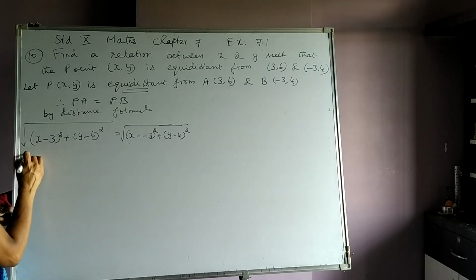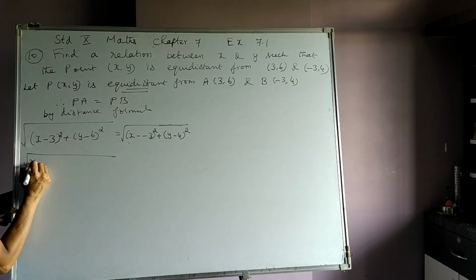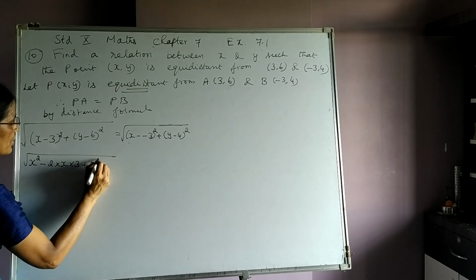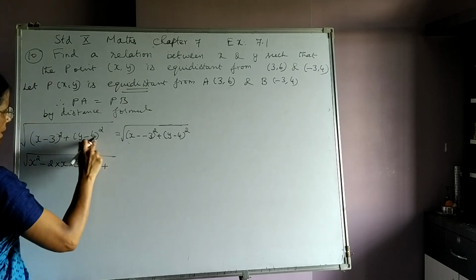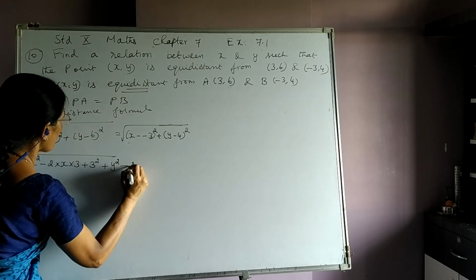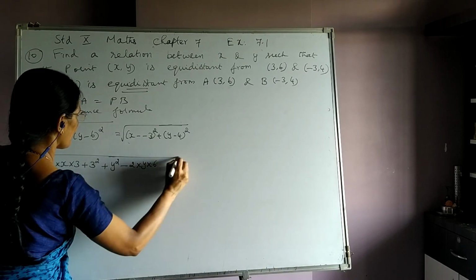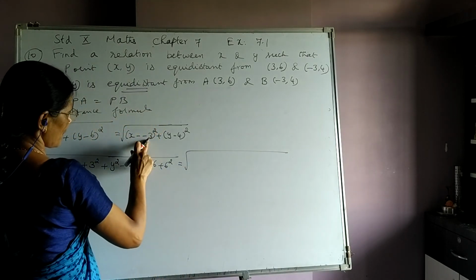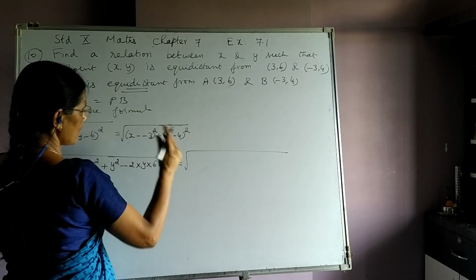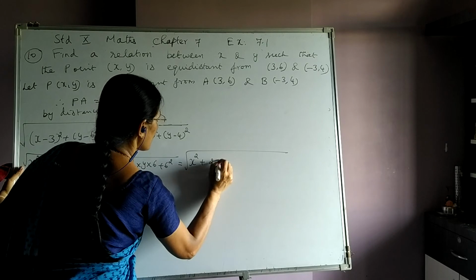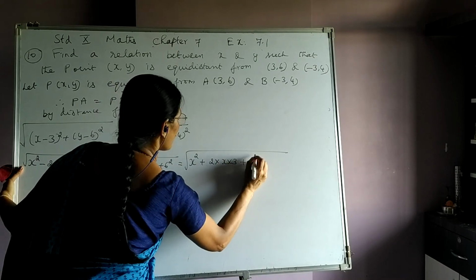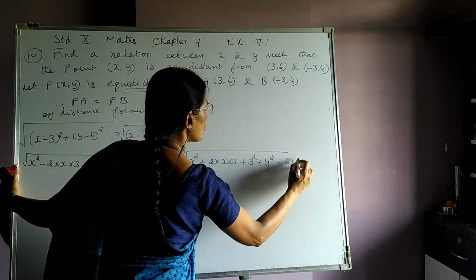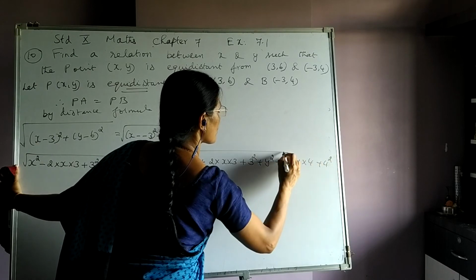So here I open the bracket using A minus B the whole square. It is x square minus 2AB plus B square plus, again here A minus B the whole square, A square minus 2AB plus B square. Here right hand side it is x plus 3 the whole square. So we are going to use here A plus B the whole square. x square plus 2 into x into 3 plus 3 square. A minus B the whole square, A square minus 2AB plus B square.